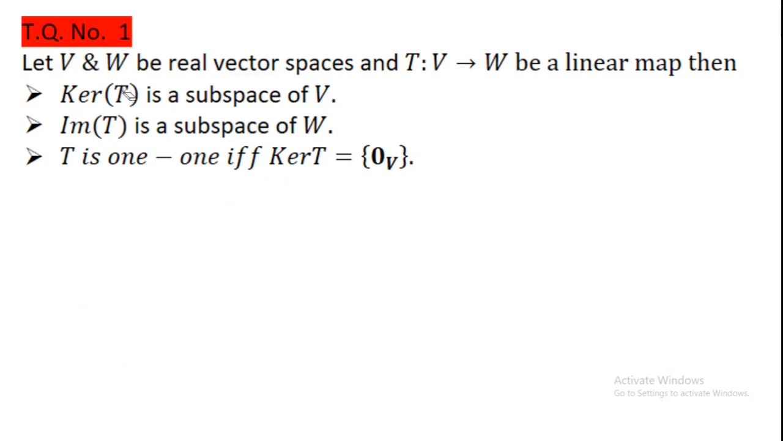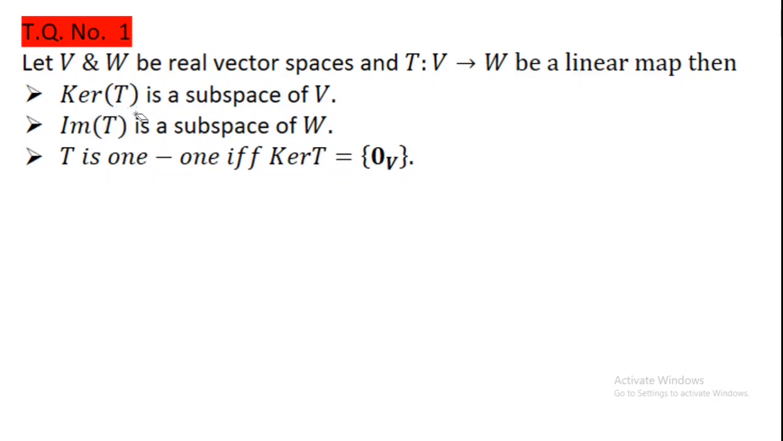Welcome back. Today we are going to see some propositions which are important actually. So let V and W be real vector spaces and T from V to W be a linear map, then these following three statements are true.